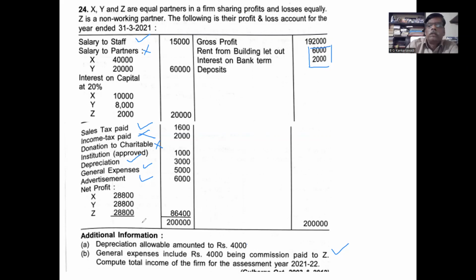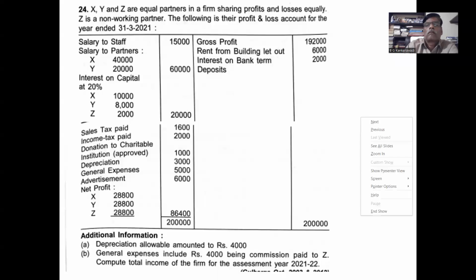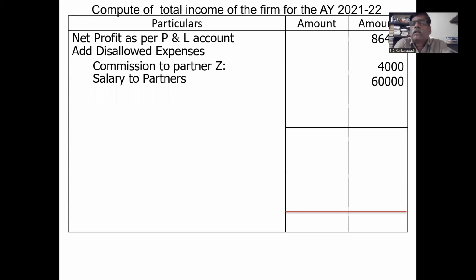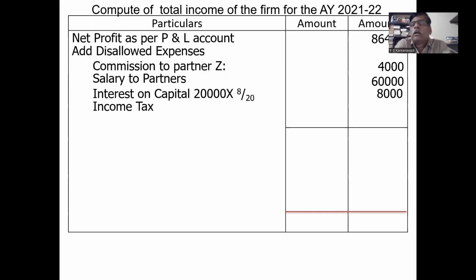Now you see the solution. This is a simple problem. Net profit as per P&L account is 86,400. Add disallowed expenses: commission to partners, that is 4,000. Salary to partners is 60,000. Interest on capital 20,000 into 8 by 20. 8% is the excess percent divided by the total rate of 20%. So 8,000 is disallowed. Income tax disallowed.